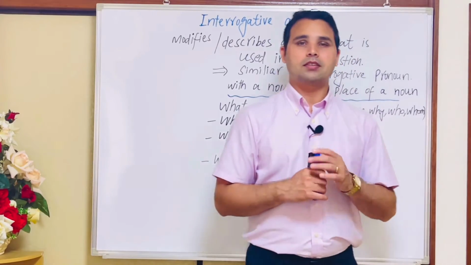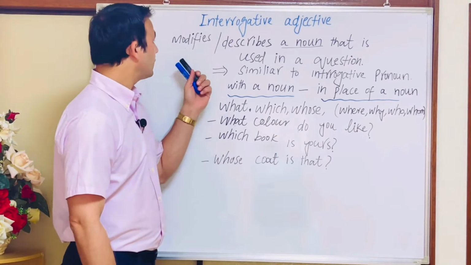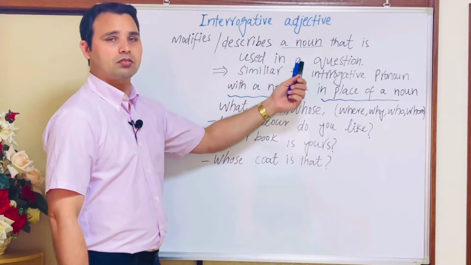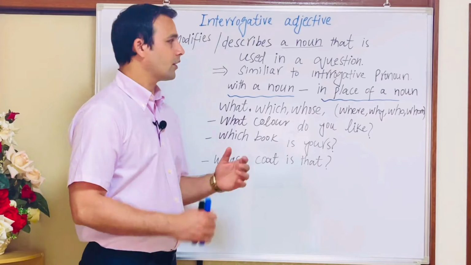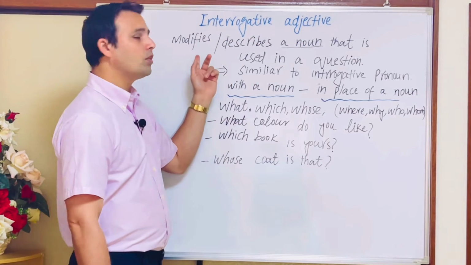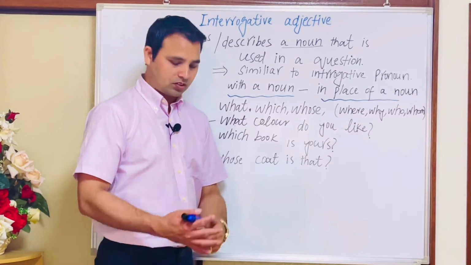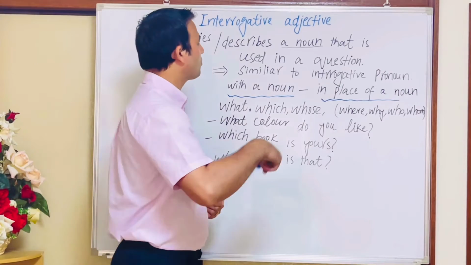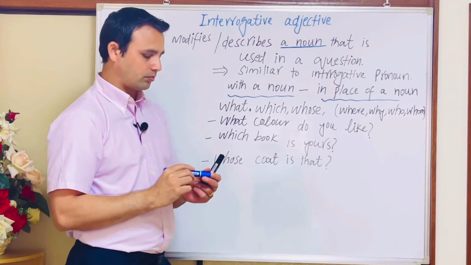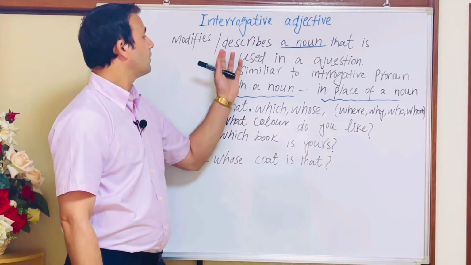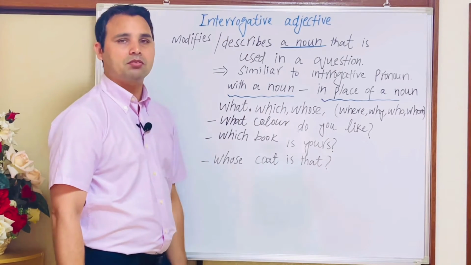So let's talk about the definition of interrogative adjective. They describe or modify a noun that is used in a question. Once again, interrogative adjective modifies or describes a noun that is used in a question. What do they do? They describe or modify a noun. Because they describe or modify a noun, they're always used with a noun.